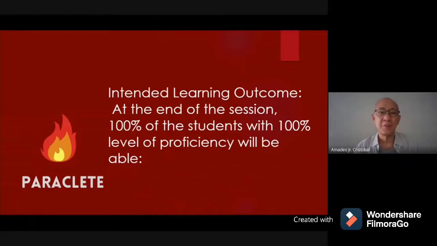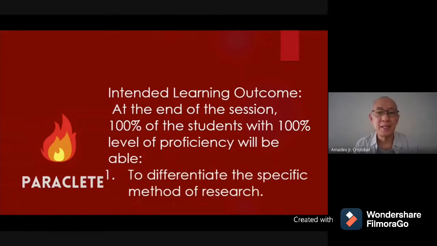By the end of the session, 100% of the students with 100% level of proficiency will be able to differentiate the specific methods of research. So last meeting, we discussed the two major designs of research, and at this point in time, we will be discussing the different specific methods of research.